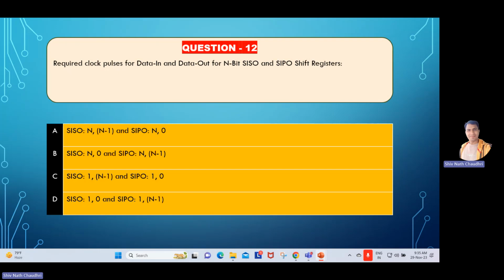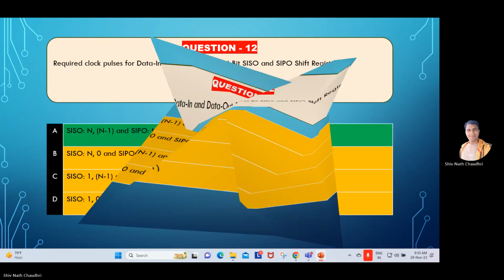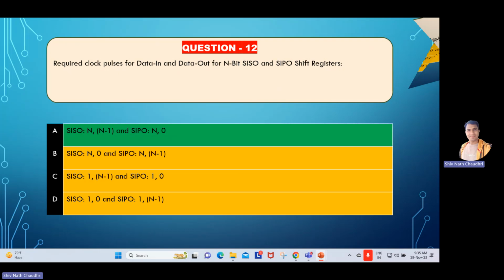So for serial in we require n clock pulses, and for serial out we require n minus 1 clock pulses. So n comma n minus 1. This is given in option A, and for SIPO, serial in is n and parallel out is 0. So option A is right, and you have to remember all the required clock pulses for serial in, serial out, parallel in, parallel out. So option A is correct for this question.